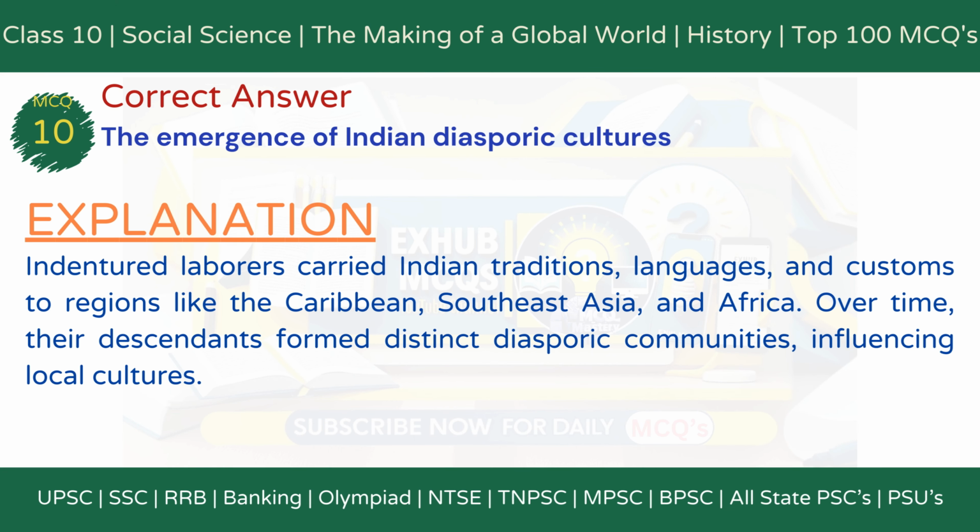The correct answer is option B, the emergence of Indian diasporic cultures. Explanation: indentured laborers carried Indian traditions, languages, and customs to regions like the Caribbean, Southeast Asia, and Africa. Over time, their descendants formed distinct diasporic communities, influencing local cultures.